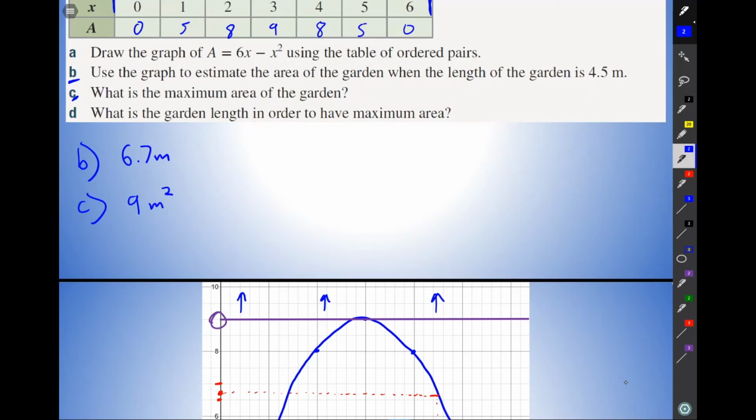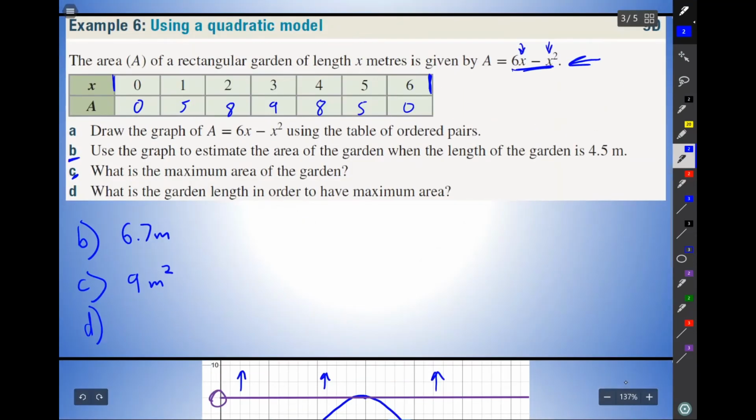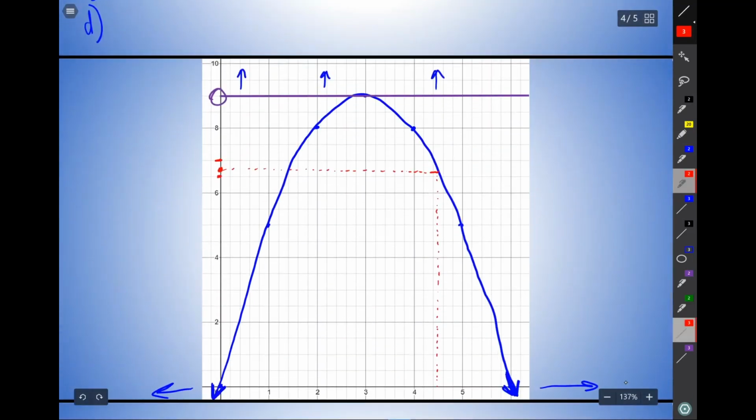And what is the length of the garden that we need to get this maximum area? We can answer this question 2 ways. We can look here. When the maximum area of 9 is achieved, we have a length of 3. Or we can also get it from our graph. When we hit that point 9 there, we're at x equals 3.